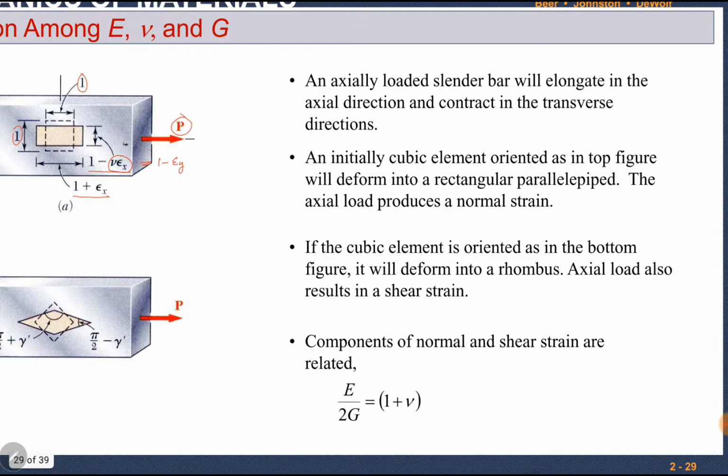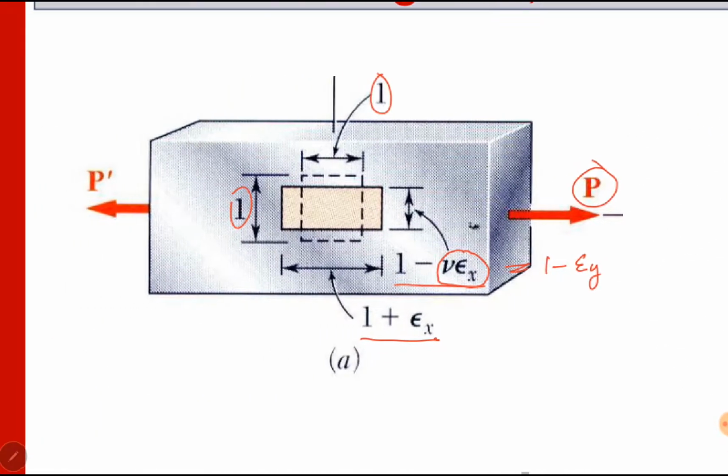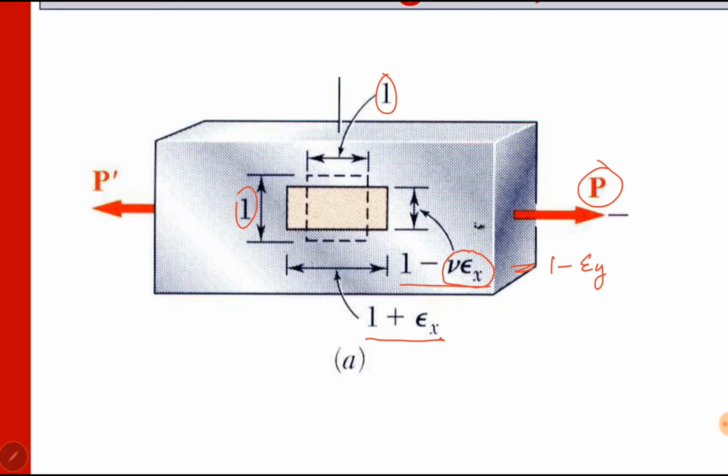This initial cube element has been converted into a rectangular parallelepiped. So this axial load has produced normal strain in the axial direction, and in the vertical direction it has produced normal strain, tension and compression.